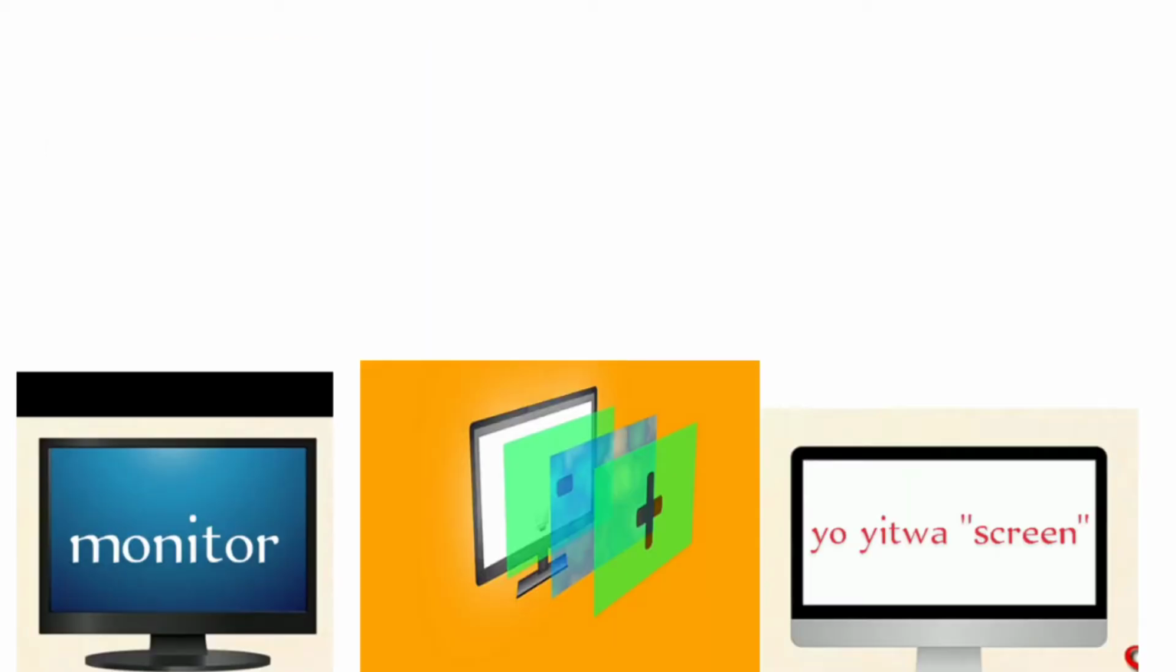So the second one is a monitor. Monitor helps to display the information in a computer. So when we are using a computer, the screen or monitor helps us to see what we are doing in our computer easily. So this is a screen, this is a monitor, also this is a monitor and screen.